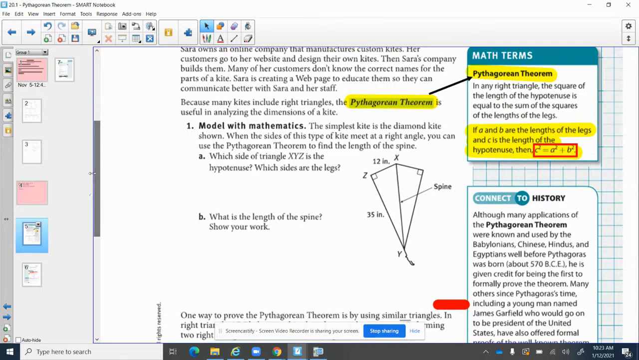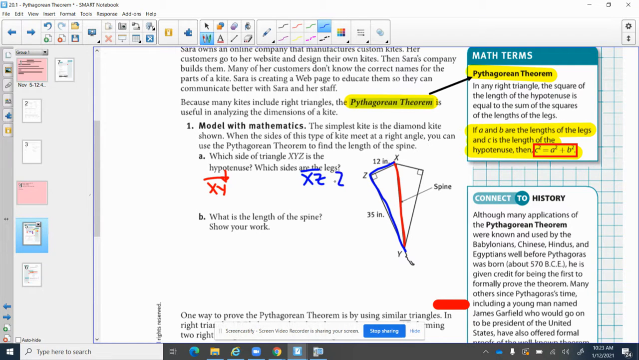So notice here they have a kite for us made up of two right triangles. The spine of the kite in this problem is going to be the hypotenuse of our right triangle. So again, the hypotenuse is going to be that spine side, segment XY. And then there are two legs. In this case, the ones that are labeled, our two legs are segment XZ and side ZY. Those would be our two legs in the right triangle.